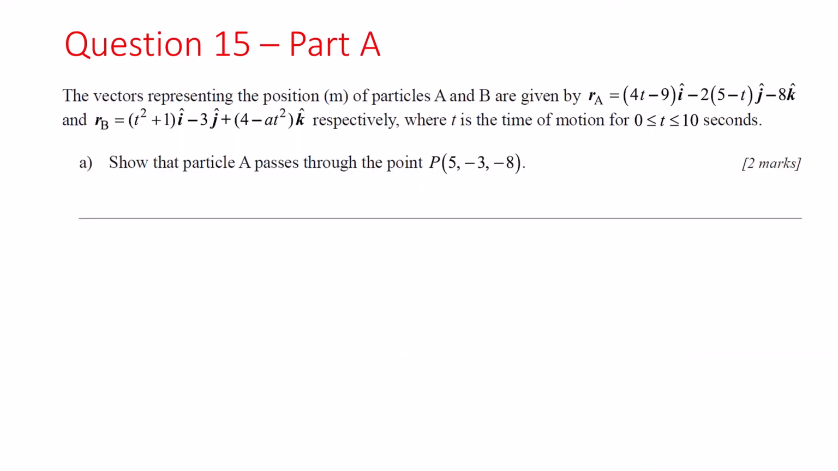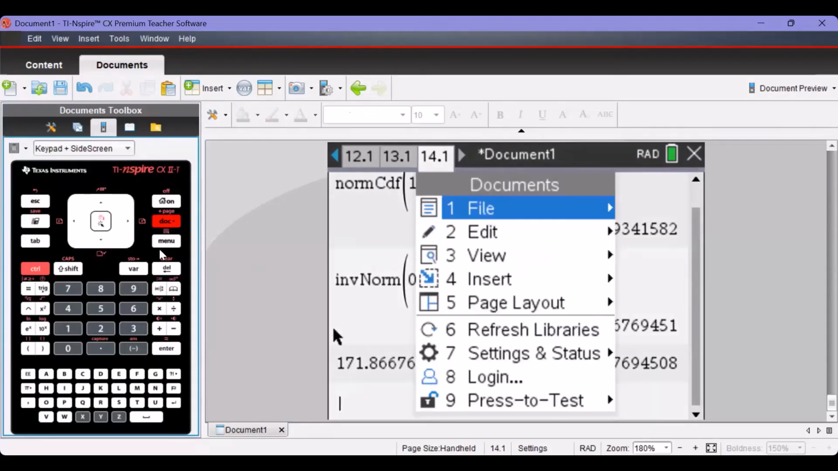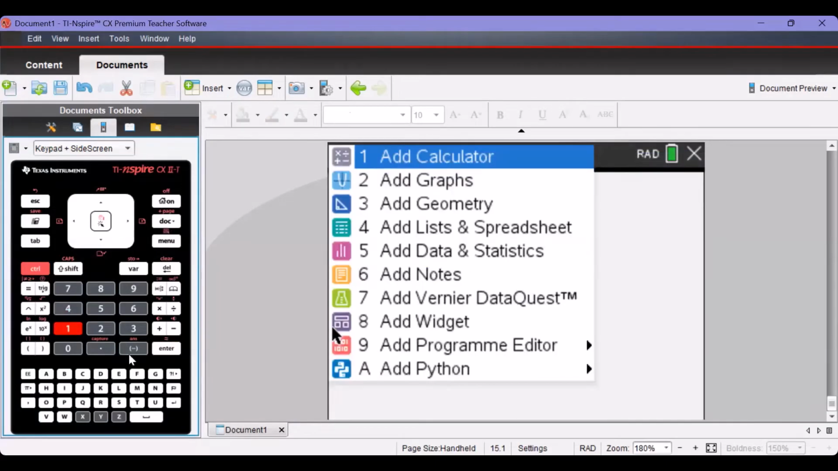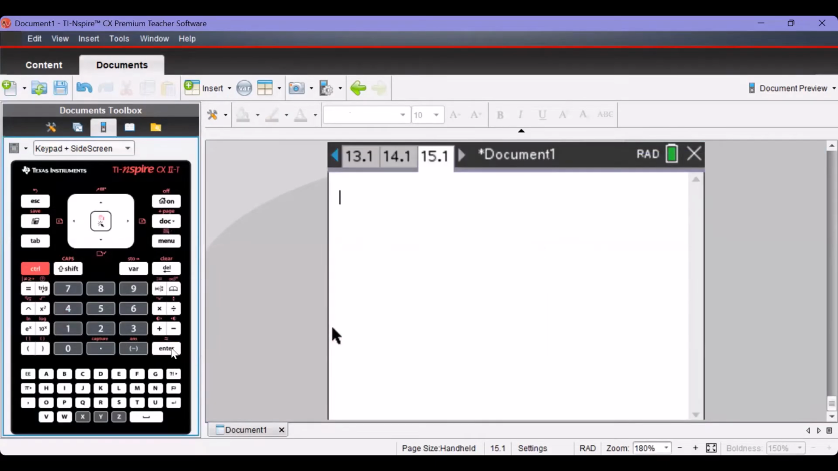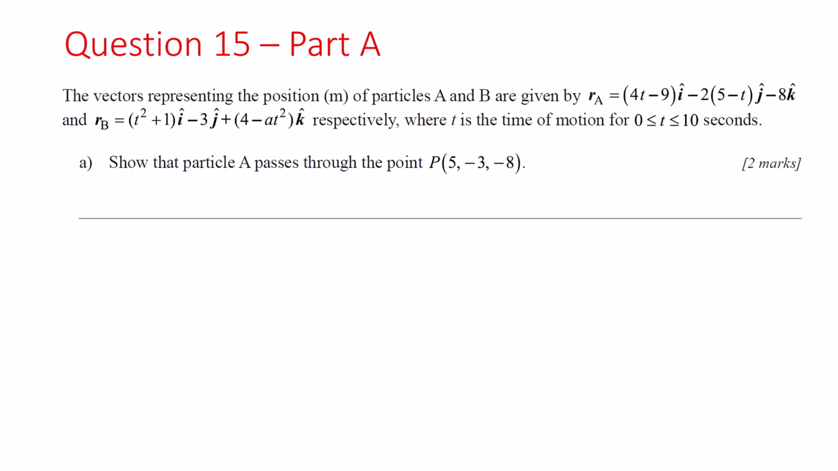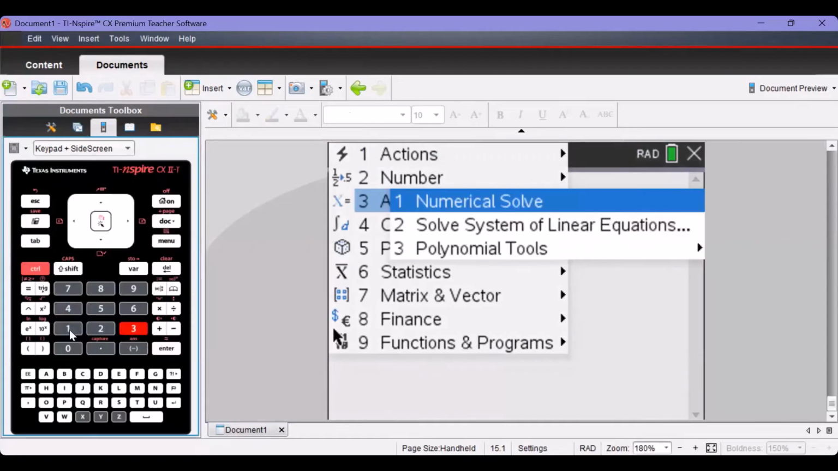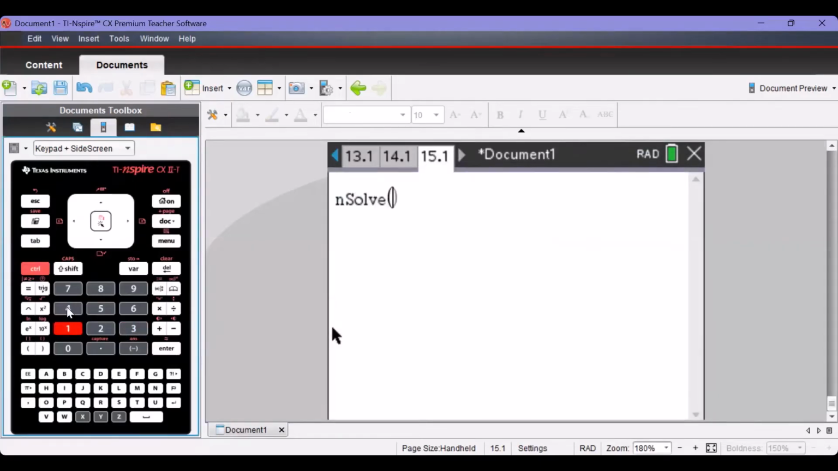Question 15, press doc, 4 for insert, 1 or enter for new problem, add a calculator page. In part A, we're asked to show that particle A passes through the point (5, -3, -8). So what we need to do is get the numerical solve command pasted onto an entry line. So press menu, 3 for algebra, 1 or enter for numerical solve.